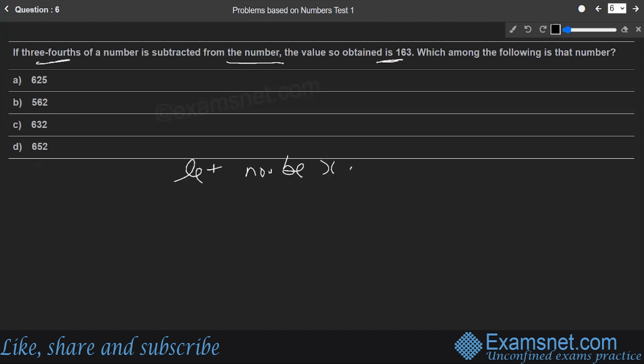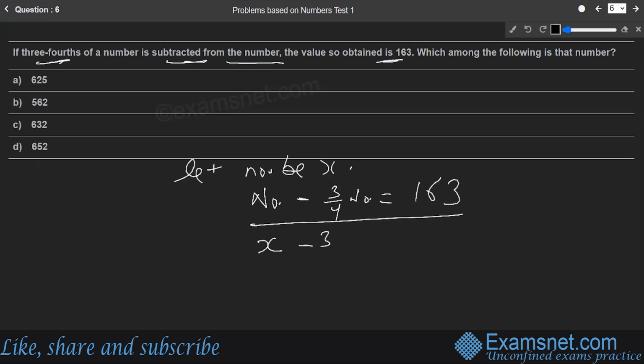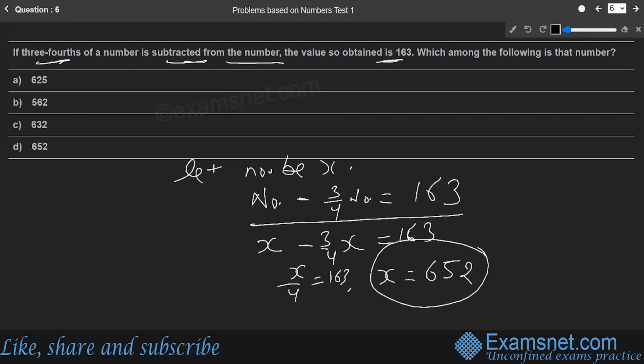Then he's saying if 3/4 of a number is subtracted from the number, that means the number minus 3/4 of the number. When you subtract like this, the value so obtained is 163. So let us put x in place of the number: x minus 3/4 of x is 163. If we solve this, it becomes 4x minus 3x, that is x by 4, equal to 163, which gives x as 163 into 4, that is nothing but 652. So 652 is the number required in the question, and it is available in option D, which becomes the right answer.